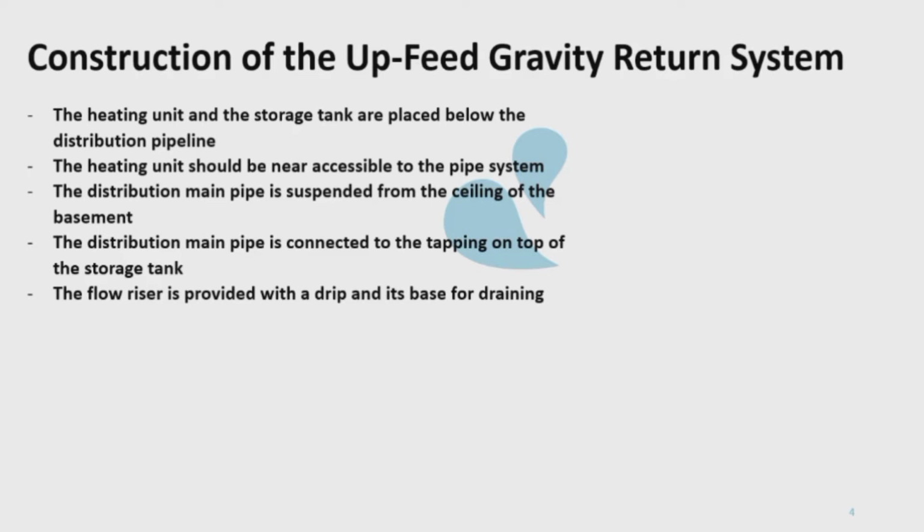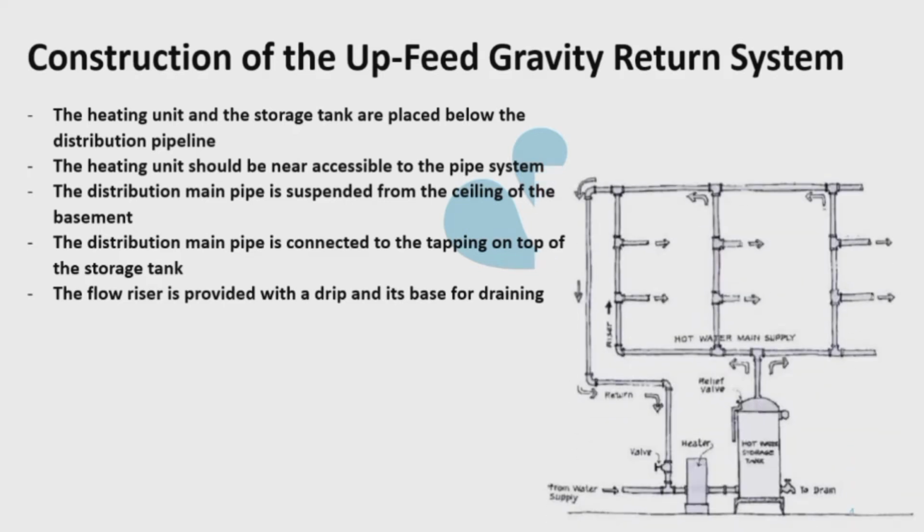Fourth, the distribution main pipe is connected to the tapping on top of the storage tank. And lastly, the flow riser is provided with a drip at its base for draining. So this is an example figure of the upfeed gravity return system. It's simple, guys.